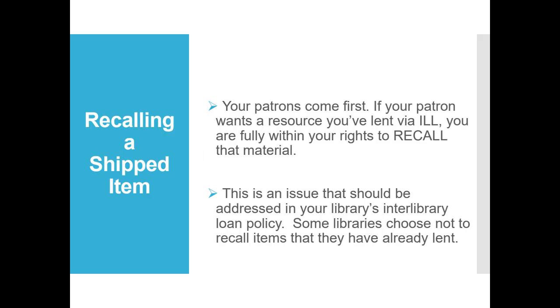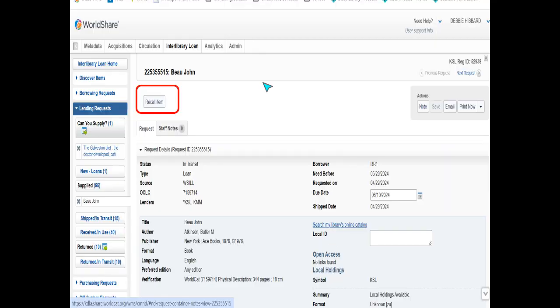Now you can recall items. Your patrons come first. If your patron wants a resource you've lent via ILL, you are fully within your rights to recall that material. And that should be an issue that you probably would put in your loan policy. Some libraries choose not to recall items. It just depends. It's real simple. You just go into your lending request, you pull up the particular request that you want to recall, and you click on recall item. You might want to do that, of course, if your patron comes in and desperately needs that item. Then you'll ask the library that you lent it to send it back ASAP.